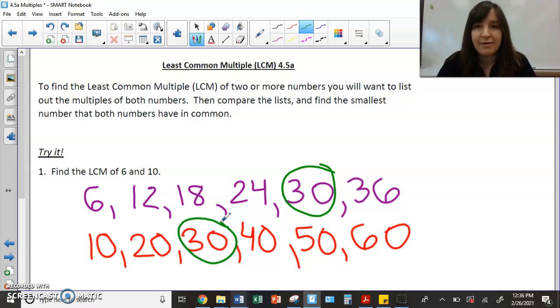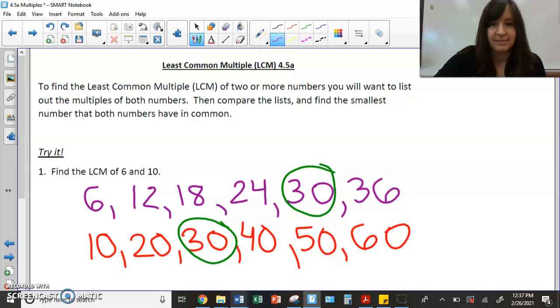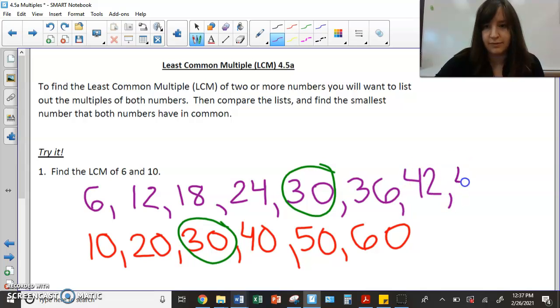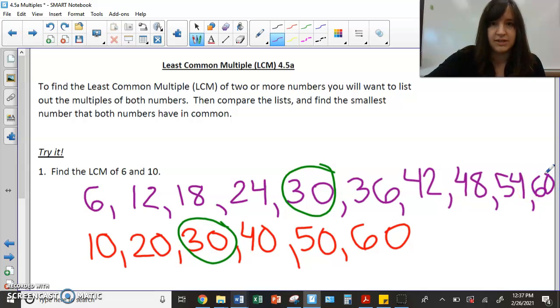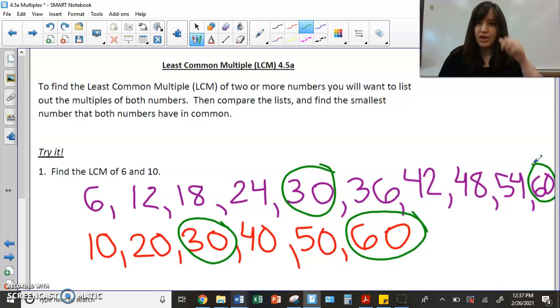As of right now, I don't see any other numbers in common for both of my lists, but if I were to extend my 6s to 42, then 48, then 54, and 60, you would notice that they also have the number 60 in common. So as you can see, multiples continue on and on till infinity.